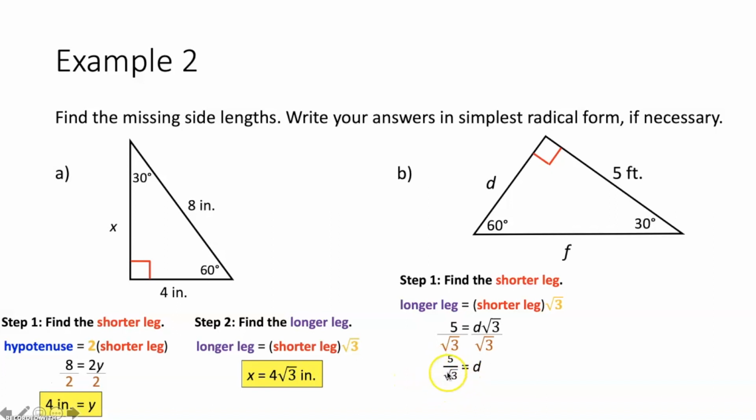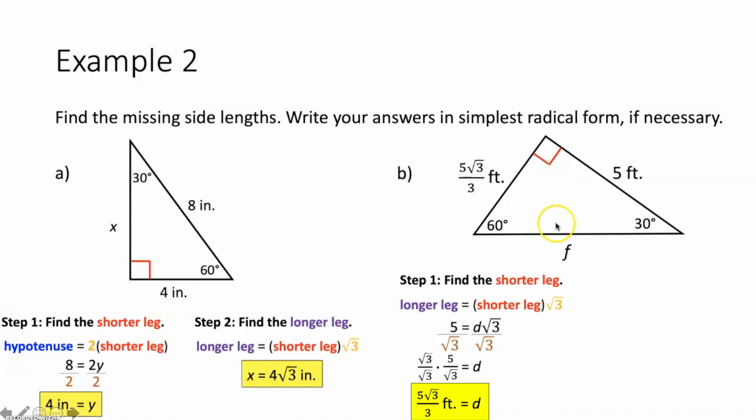But again, we have a radical in our denominator. We can't leave it like that. We have to rationalize this fraction. So how do you do that? You multiply the numerator and denominator by the radical that's in the denominator. And that's because this is a form of 1, so it doesn't actually change our fraction. And the reason we do it is because when we multiply these denominators together here, rad 3 times rad 3 is rad 9. And the square root of 9 we know is 3. In our numerator, 5 times rad 3 is just 5 rad 3. So we get that d, our shorter leg in this 30, 60, 90 degree triangle, is equal to 5 rad 3 over 3 feet. Done.